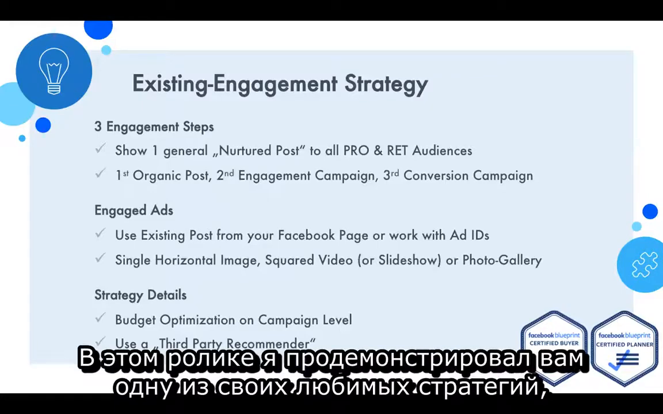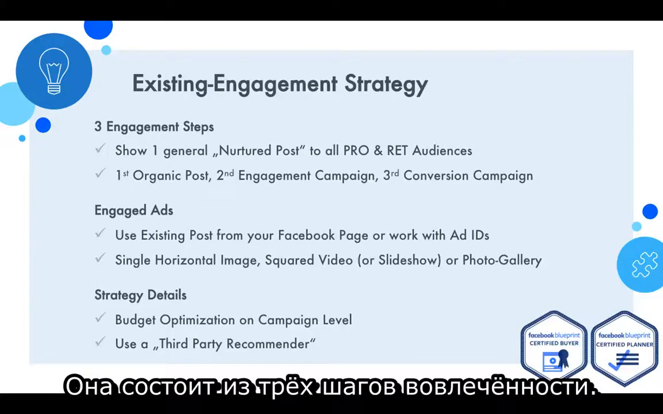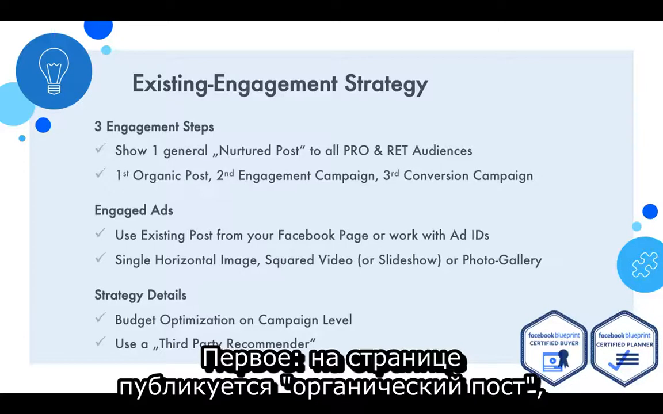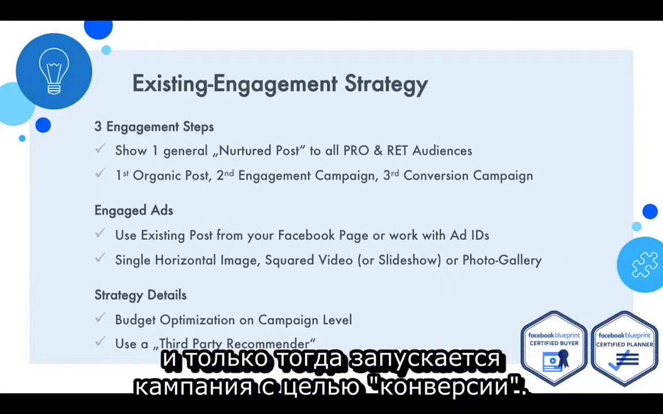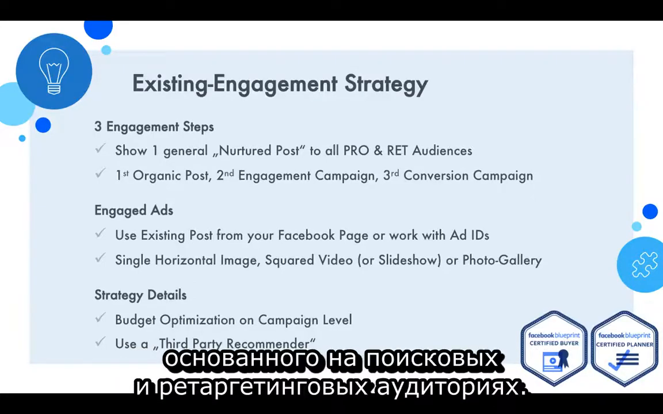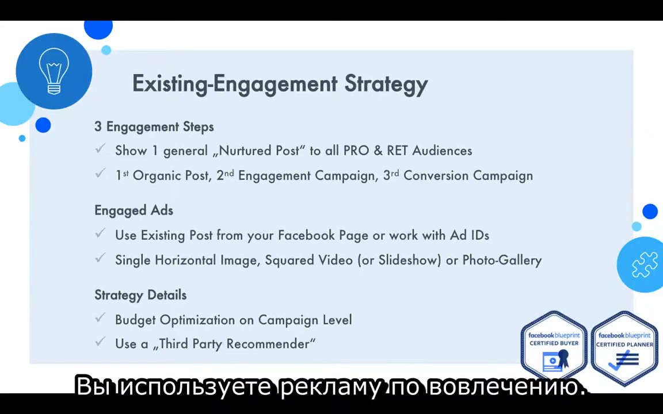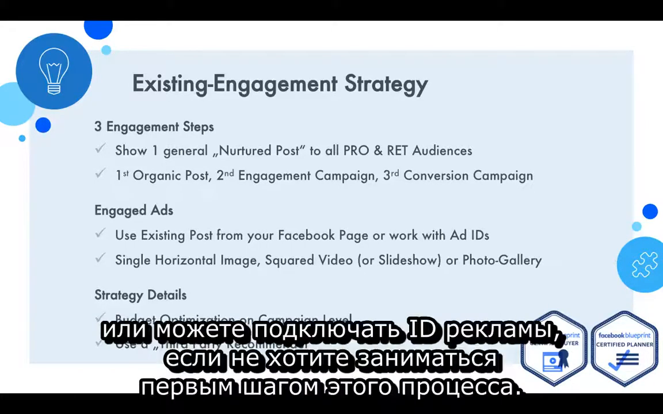So guys, in this little video I've presented you one of my favorite strategies, which is the existing engagement strategy, which contains 3 engagement steps. First, you post something organically on your page, then you run an engagement campaign, and only then you start the conversion campaign. And you do this with one general nurtured post, also in prospecting and retargeting. And how can you actually do that? Well, you use engaged ads. In order to do that, you use an existing post from your Facebook page, or you could even work with ad IDs if you want to skip the first part of this 3-step process.